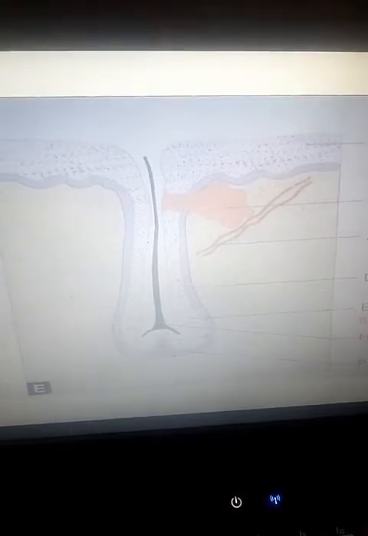So we have the erector pili muscles present here at the angle between the skin and the hair follicle. You can see it is different, arises from the mesenchymal cells. Sebaceous gland we have here. Okay, now we have the sweat gland. Sweat glands are also of two types, eccrine and apocrine.